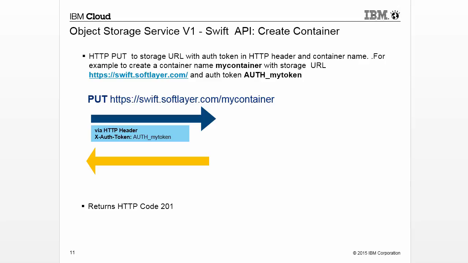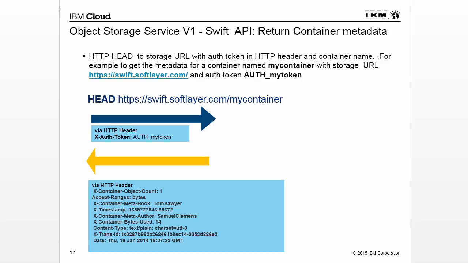Creating containers is done via HTTP PUT. The storage URL and auth token returned from the authentication operation are used in a PUT operation that also provides the container name. A 201 HTTP code is returned on success.